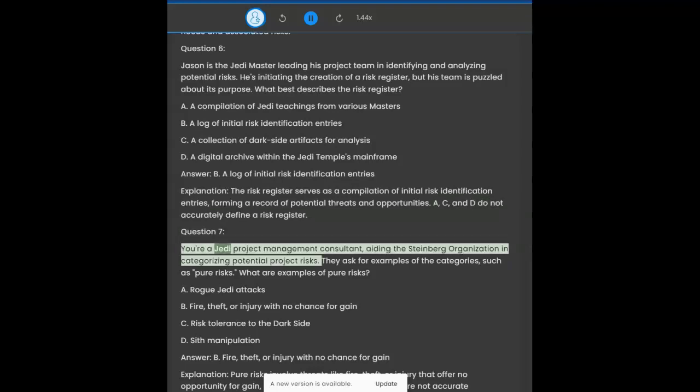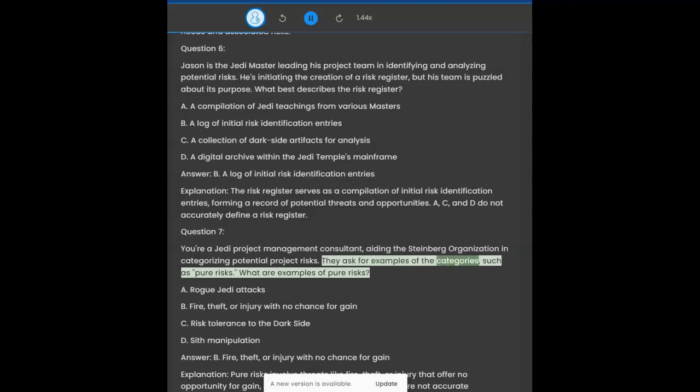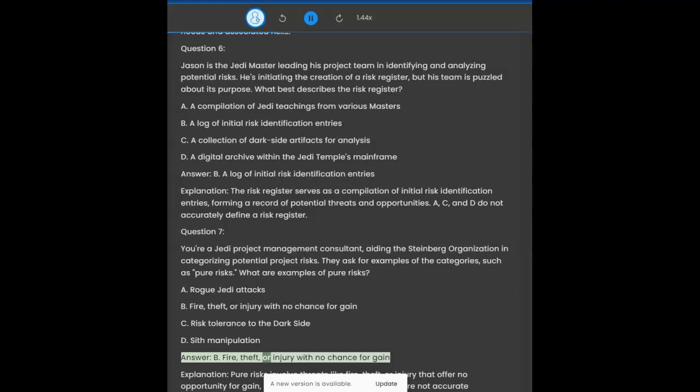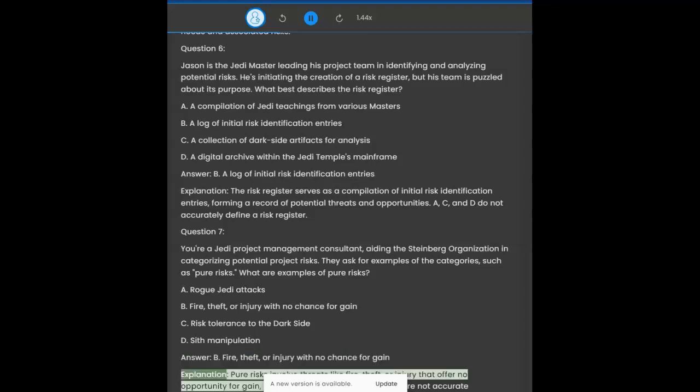Question 7. You're a Jedi project management consultant, aiding the Steinberg organization in categorizing potential project risks. They ask for examples of the categories, such as pure risks. What are examples of pure risks? A. Rogue Jedi attacks. B. Fire, theft, or injury with no chance for gain. C. Risk tolerance to the dark side. D. Sith manipulation. Answer: B. Fire, theft, or injury with no chance for gain. Explanation: pure risks involve threats like fire, theft, or injury that offer no opportunity for gain, akin to real-world risks. A, C, and D are not accurate representations of pure risks.